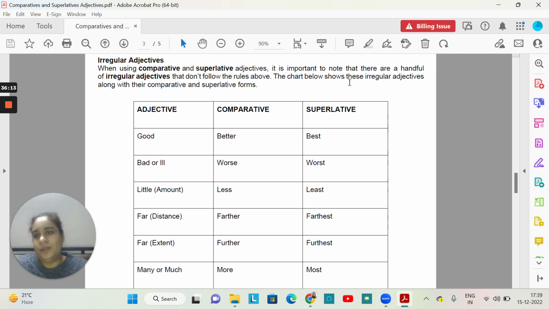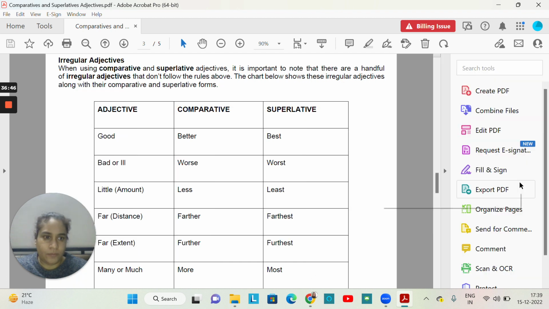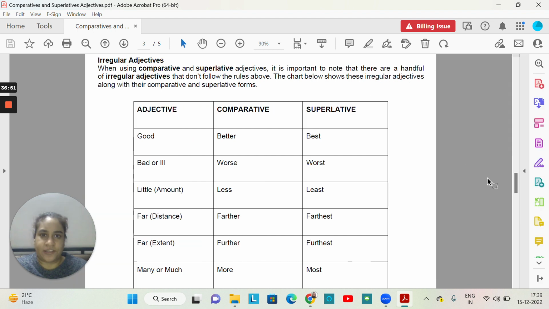Then what do we do? Now, in your classes, you must have come across irregular verbs. The exceptions are there. The same rule is here. Irregular adjectives, the exception is there. So what do we do when we have to make a comparative or superlative with them? It is important to note there are a handful of irregular adjectives that don't follow the above rules I have just mentioned and explained. So over here, we will have to learn them as they are.